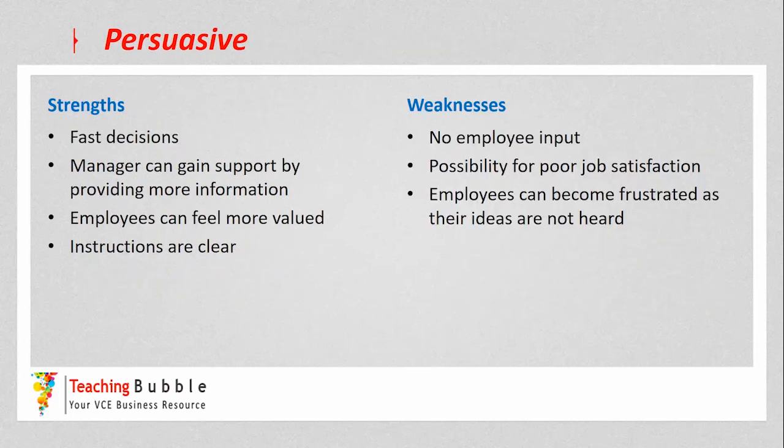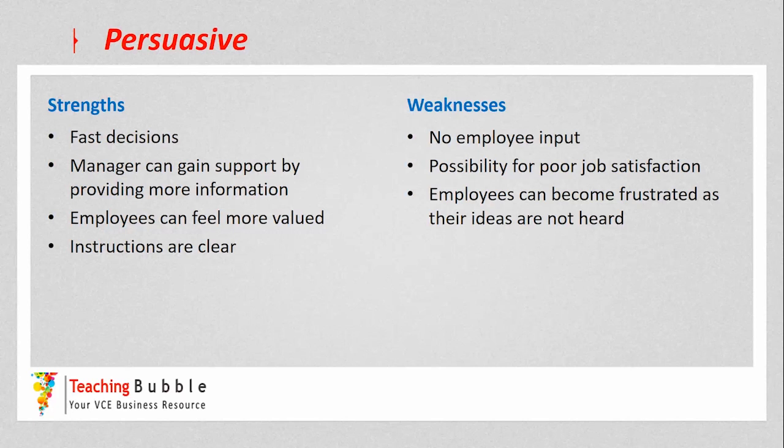Again, if we look at the strengths and weaknesses, with the persuasive style, fast decisions are made because only the manager is making decisions and they're not discussing with the employees. However, now the manager can also gain support by providing more information to the employees about why a decision has been made. So the employee may be likely to support the idea if they actually understand why a decision has been made. The employees also can feel more valued because of that information. So it can help build a stronger relationship with the manager because there's more communication involved. And also, the instructions are very clear to the employees.